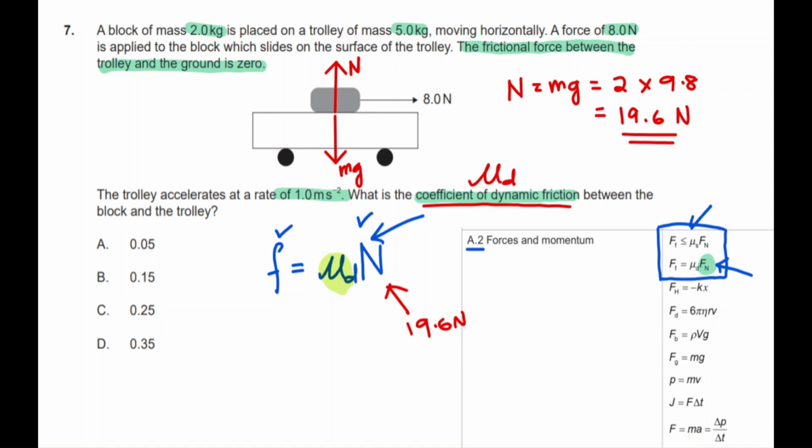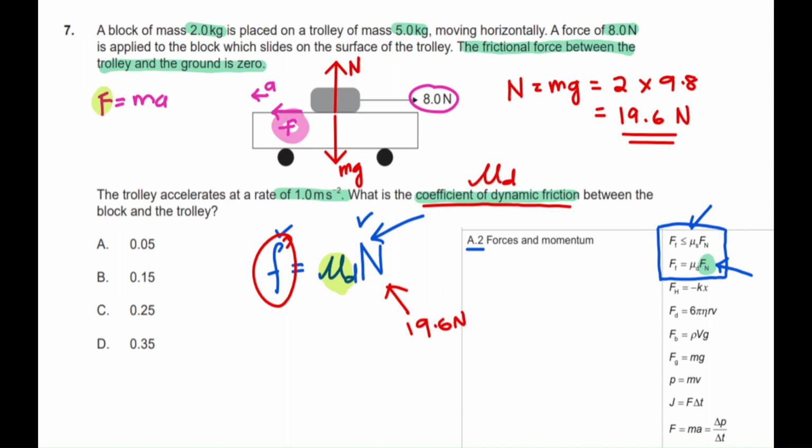Since the force of 8 Newton is acting on the block in this direction, that means the friction on the trolley must be acting in this direction. This means that the trolley is accelerating in this direction. Now, according to Newton's second law, F is equal to ma. And we clearly know that we have to substitute F with the actual force that is acting on the trolley. In this case, the only force that is acting on the trolley is the friction. So therefore, we are going to substitute friction into this equation.